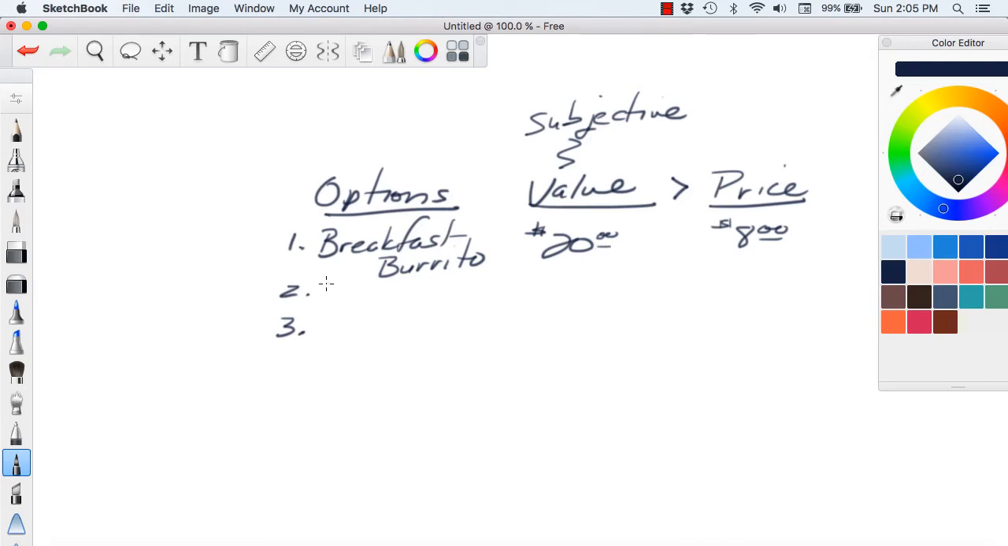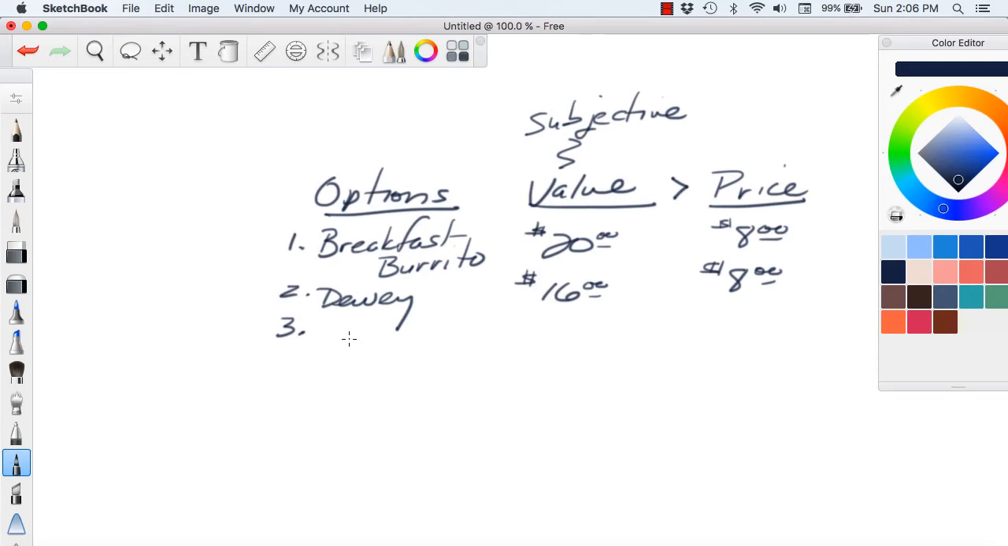My second favorite option might be something like the Dewey. It's another breakfast combination. It has a bunch of ingredients in it, black beans and all sorts of things, eggs. And I might pay $16 max for a Dewey, and I still only have to pay $8 for it. So it'd give me $16 of value, twice as much value as I'd have to pay for it.